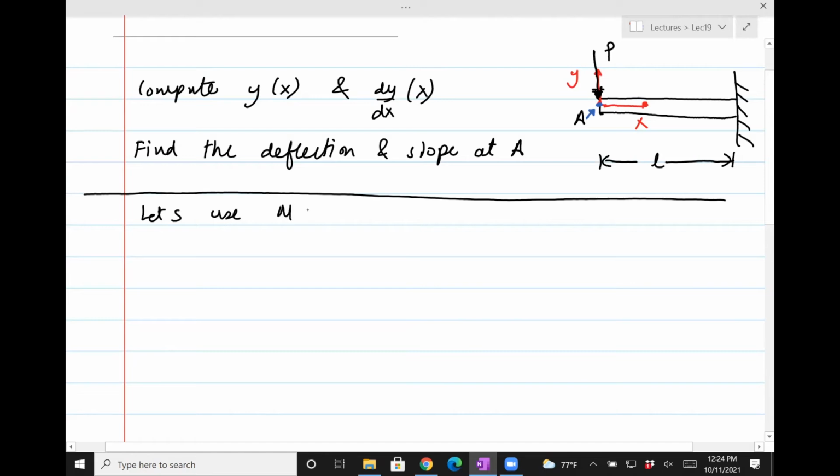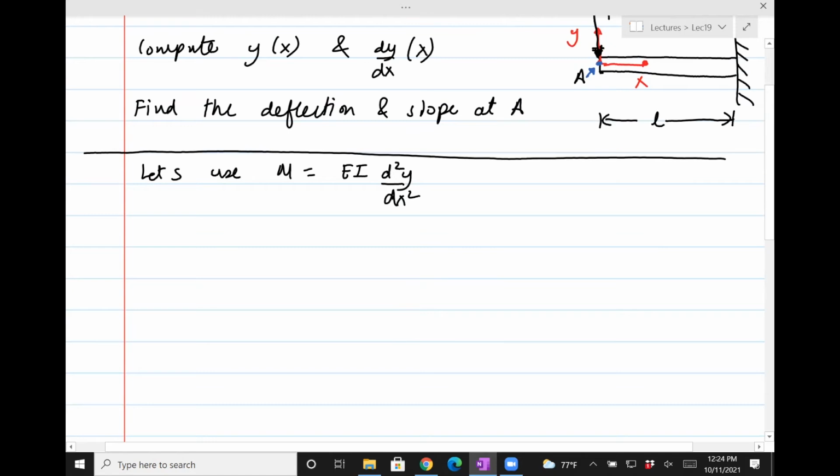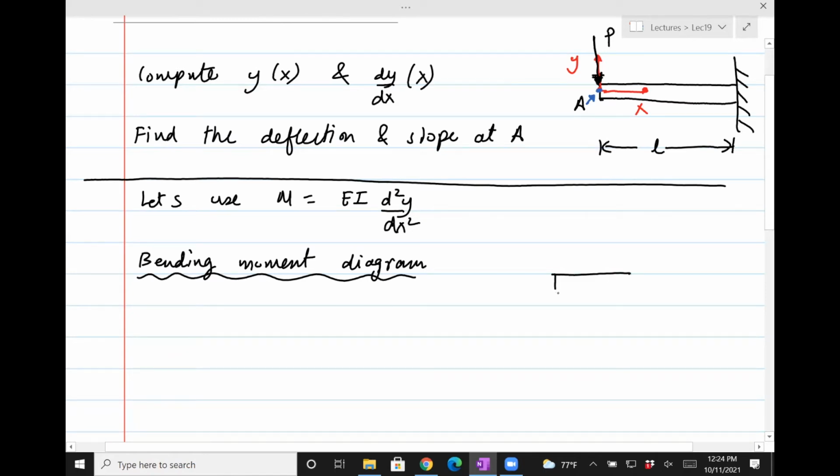Let's use M equals EI d square y by dx square. So I need to find M. That's the thing I'm interested in. So let's draw the bending moment diagram. By this diagram, I'm not trying to draw the complete bending moment diagram. I'll just cut a section of the cantilever beam, right? And then that distance, let's say, is X. This is our point A. This is the load P, and there's a moment which is now unknown.